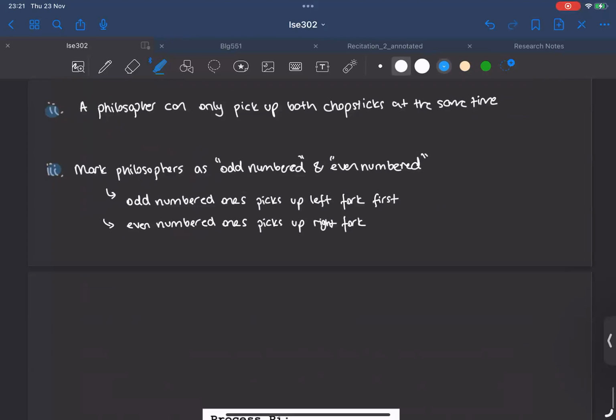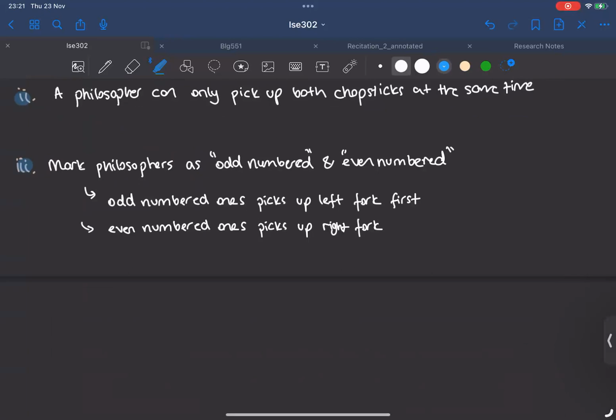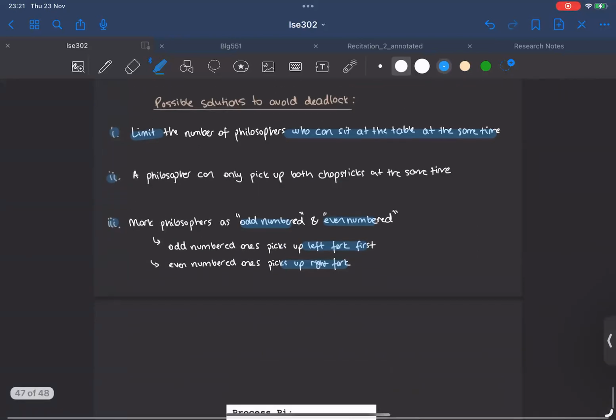So in the last one, an asymmetric solution differentiates the behavior of odd-numbered and even-numbered philosophers. Odd-numbered philosophers pick up their left chopsticks first, followed by the right, while even-numbered philosophers pick up the right chopstick first, followed by the left. This asymmetry eliminates the possibility of cyclic dependency, which could lead to deadlock. It prevents philosophers from attempting to obtain the same chopsticks at the same time, and it reduces the likelihood of conflicts.